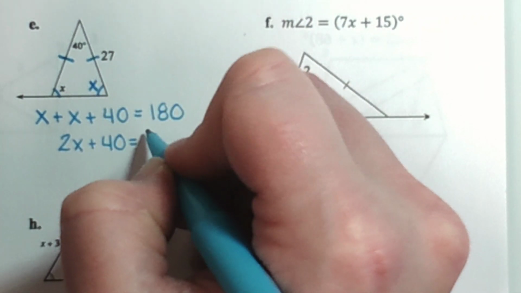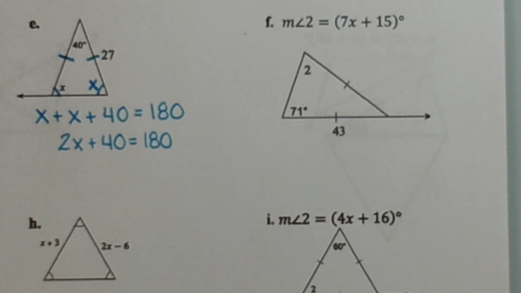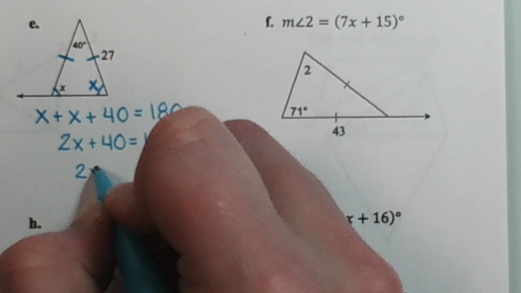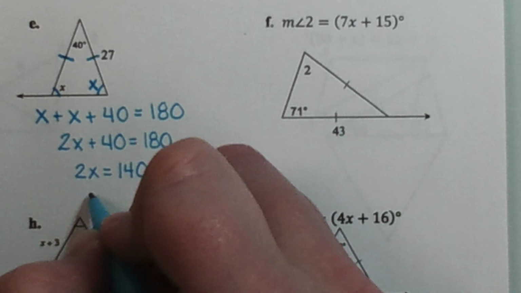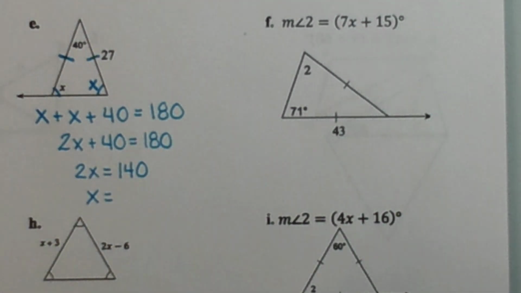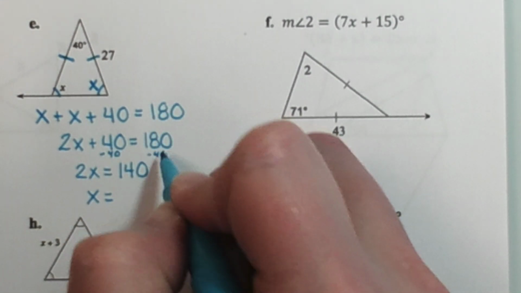Combine my like terms, x plus x is 2x. Subtract 40. It's 140. Divide by 2. X is 70.